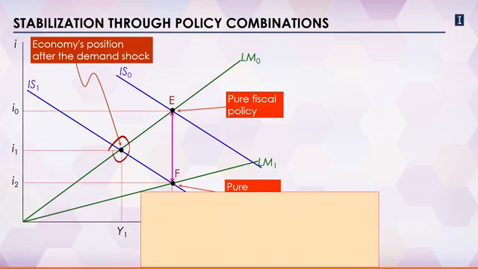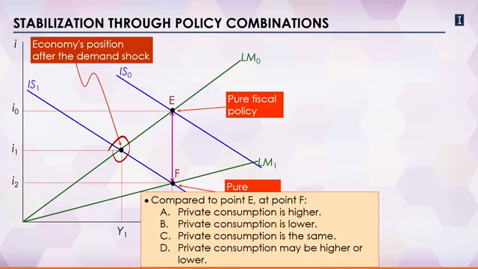Now, knowing what I just said, let's see what your answer is to the following question. What we want to know is what happens at point F compared to point E. Is private consumption higher or lower? Or maybe it's the same, or maybe higher, maybe lower. We can't tell. Just think about this for a moment and decide which answer you would choose.